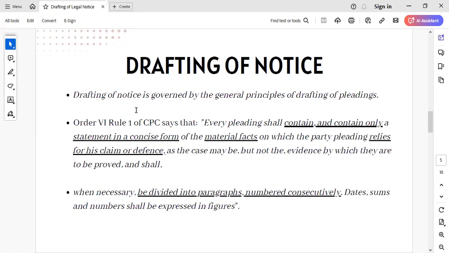Order VI Rule 1 of CPC says that every pleading shall contain only a statement in a concise form of the material facts on which the party pleading relies for his claim or defense, as the case may be, but not the evidence by which they are to be proved. So, drafting of notice is governed by the general principles of drafting of pleadings. So it is governed by what? The general principles of?